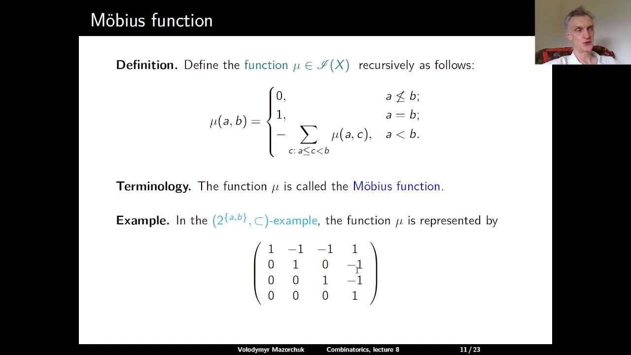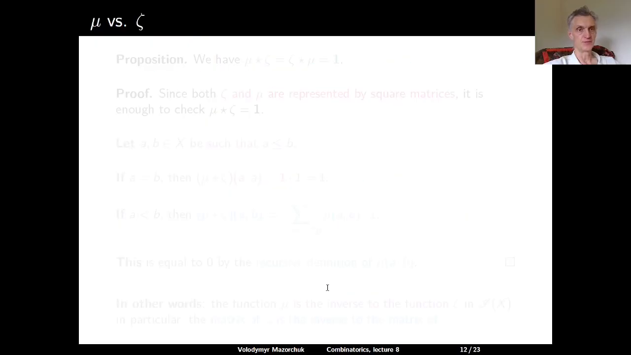And now it's very easy to check that if we take the matrix where we have 1, 1, 1, 1, 0, 1, 0, 1, 0, 0, 1, 1, and 0, 0, 0, 1, and we multiply that matrix with this one, we get the identity. So in this particular case, we immediately see that the Möbius function is the inverse of the zeta function. And this will be our proposition. So proposition: the multiplication of mu with zeta in any order is equal to the identity.